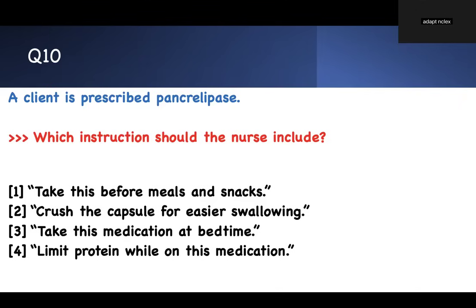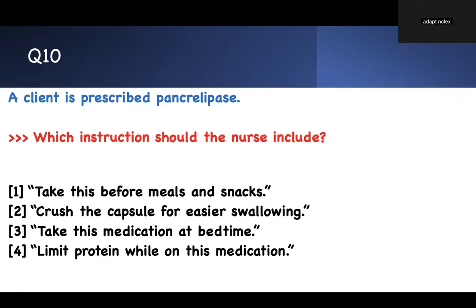Read the question, know the concept you're going to bring with you, and then look at the answer choices. Which instruction should the nurse include? Take this before meals and snacks. Oh, if I'm eating and there's fat and other things, should I take it?